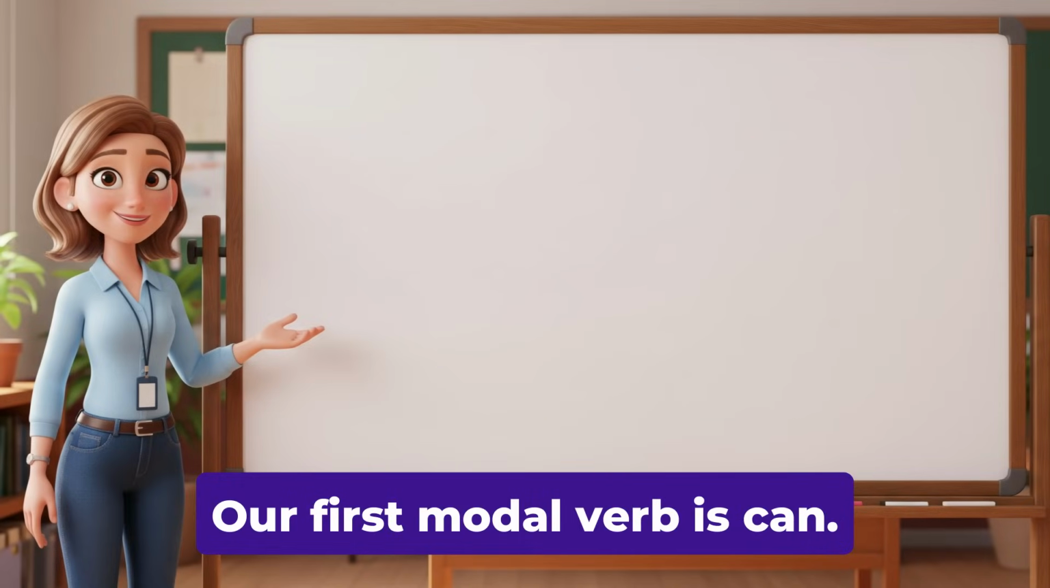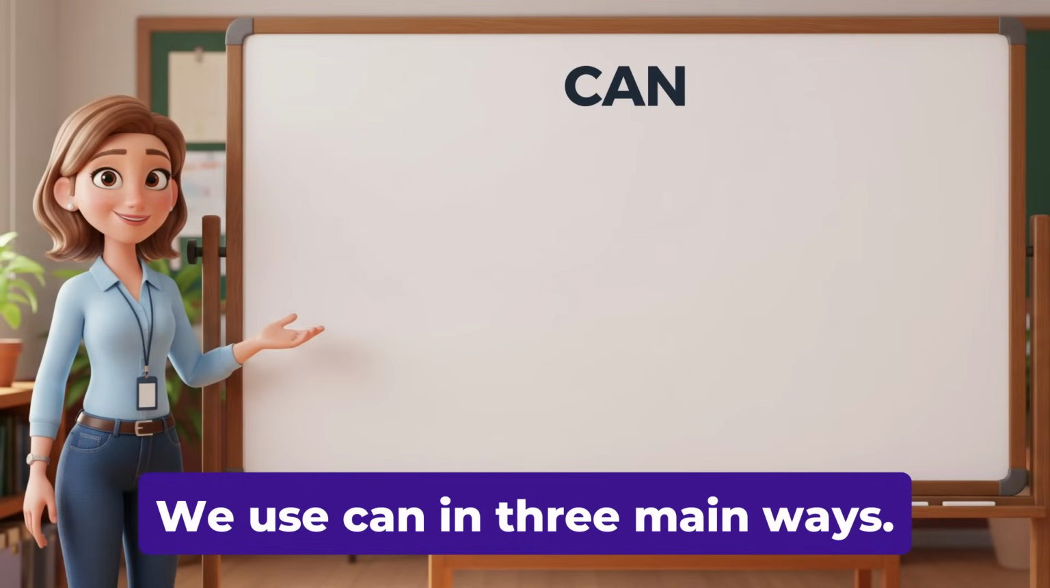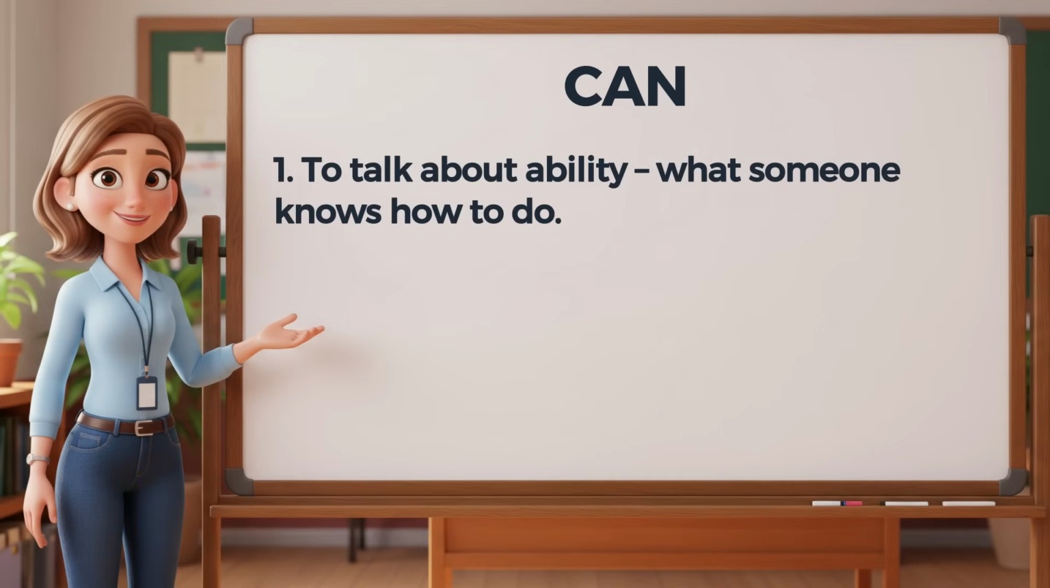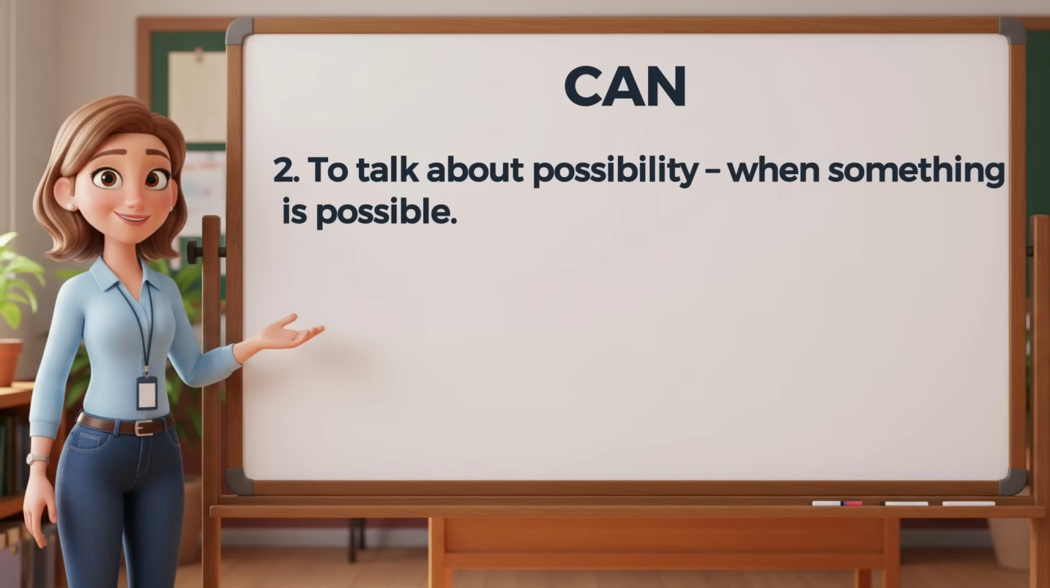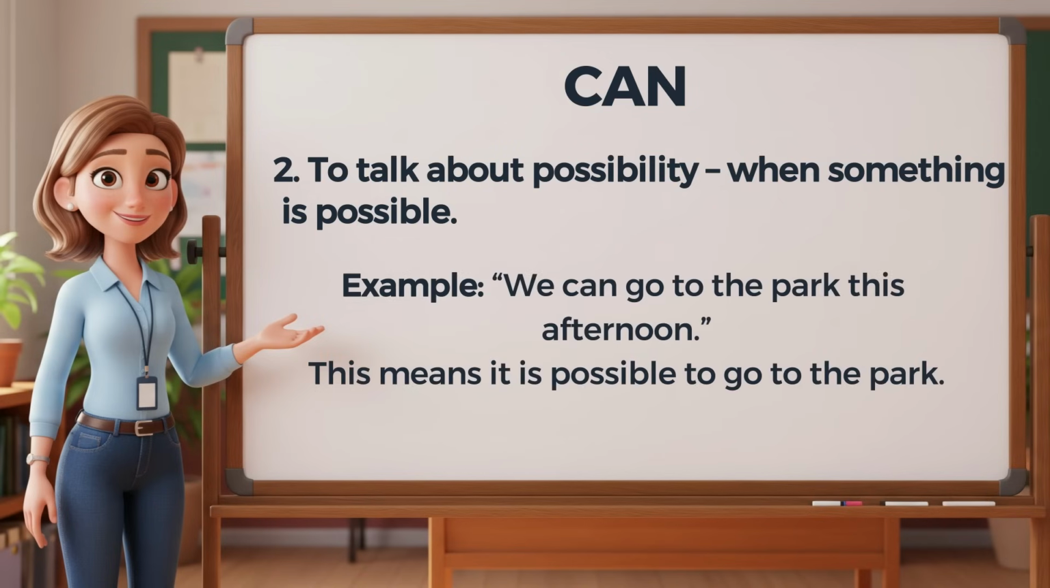Our first modal verb is can. We use can in 3 main ways. First, to talk about ability, what someone knows how to do. Example, I can swim. This means I know how to swim. Second, to talk about possibility, when something is possible. Example, we can go to the park this afternoon. This means it is possible to go to the park.